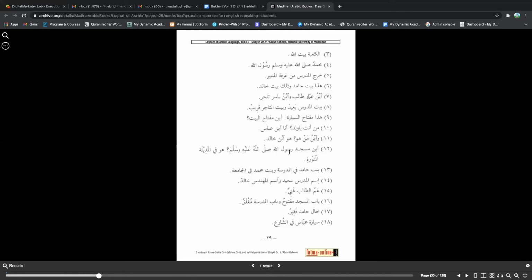Rasulullahi. Aina Masjidu Rasulullahi. Why is it Rasulullahi? Because a masjid is in front of it. So this is the idafah, the masjid of Rasulullah. The second word in the idafah construction becomes majroor, it gets a kasra, right? And it's only one kasra because it is idafah.